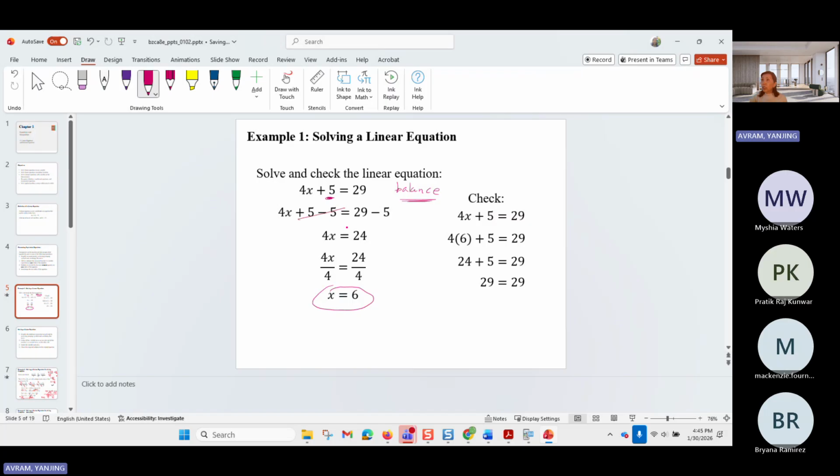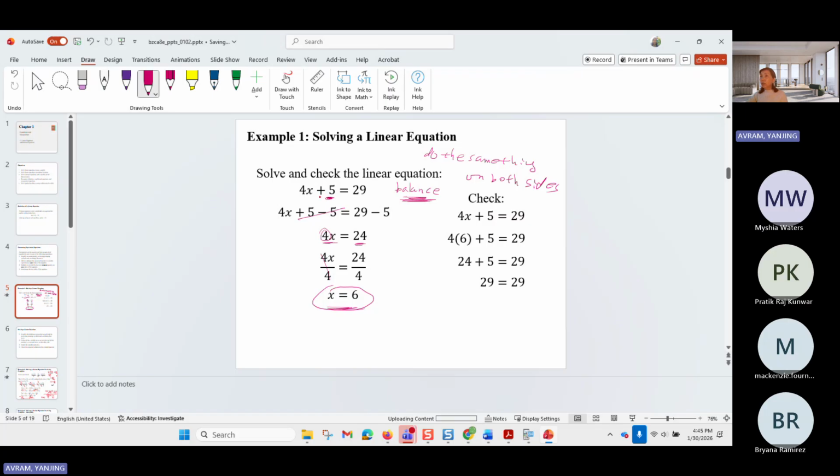So this will cancel out, and then 29 minus 5, you got 24, right? Then you divide by 4, the coefficient of x, on both sides. Again, when you do something, always do the same thing on both sides, and this will always maintain balance. So 4 and 4 cancel out, and 24 divided by 4, so you get x equal to 6. And that is called a solution.